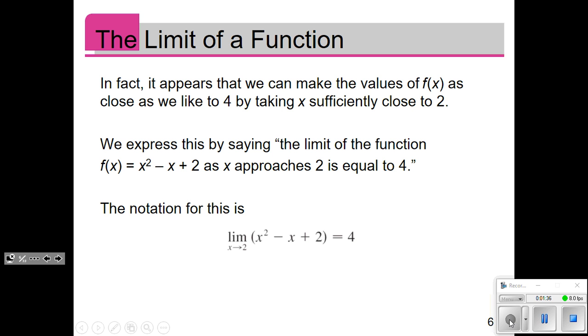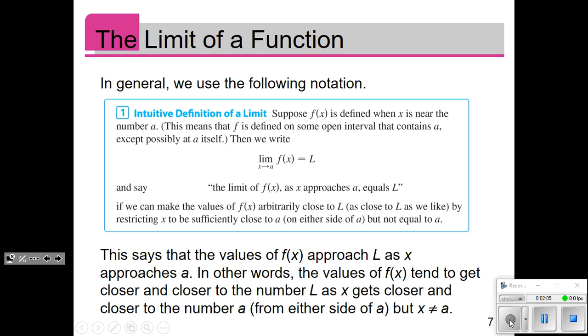Now, this is what it would look like if we write it using the limit terminology. We express this by saying the limit of the function f of x equals x squared minus x plus 2 as x approaches 2 is equal to 4. This is how we write it. Again, the limit as x approaches 2 of x squared minus x plus 2 equals 4.